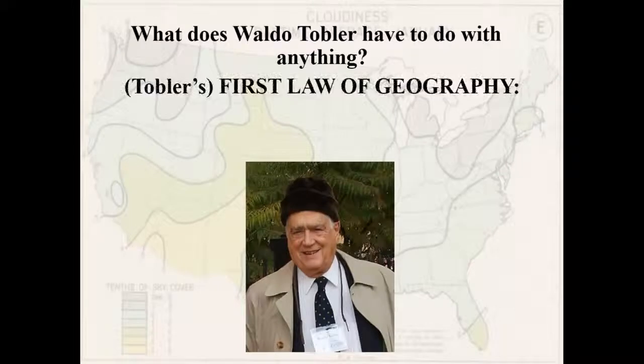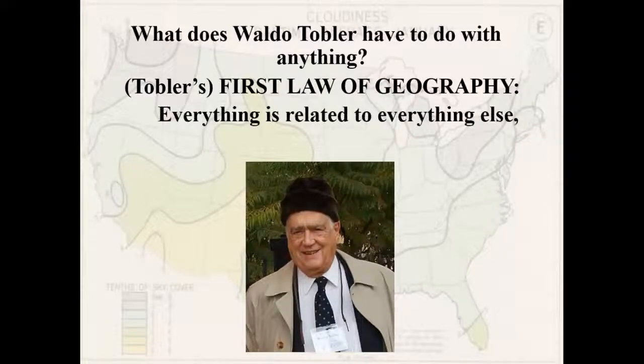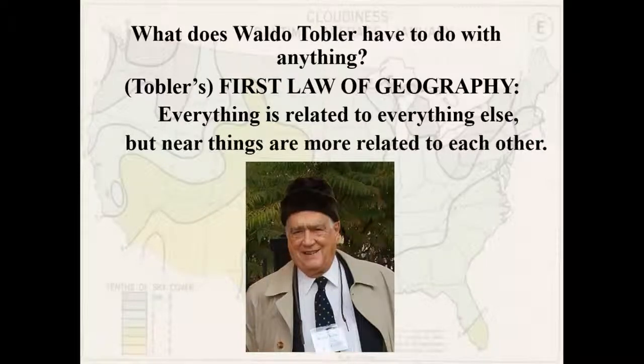Well, Waldo Tobler came up with what's called Tobler's first law of geography. So this isn't Robichon's first law of geography, this is Tobler's first law of geography. And Tobler's first law says everything is related to everything else, but near things are more related to each other. So this turns out to be really important when you start doing things like interpolation and terrain analysis. And it's a basic geographic concept. Everything's related to everything else, but things that are close to each other are more related to each other. Think of it as birds of a feather flock together.